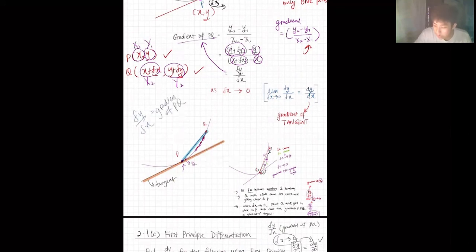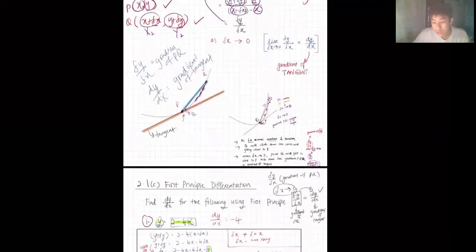Okay, PQ is this line you can see here. And then dy dx is only the gradient of the tangent. That's why in our first principle just now, we found delta y over delta x first. Then we do something special. We assume delta x approaches 0. Then only do you have dy dx. You understand? So it all happens like this.